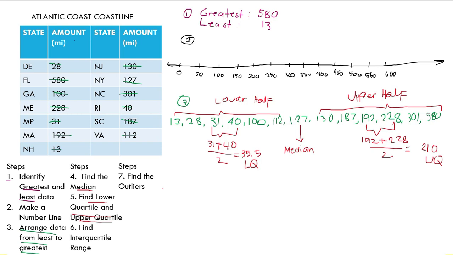Next is find the interquartile range. So our interquartile range, this is step 6 actually, so we skipped some of it. The interquartile range would be the difference of your upper quartile and your lower quartile. That is 210 minus 35.5, which gives us the difference of 174.5. This is our interquartile range.